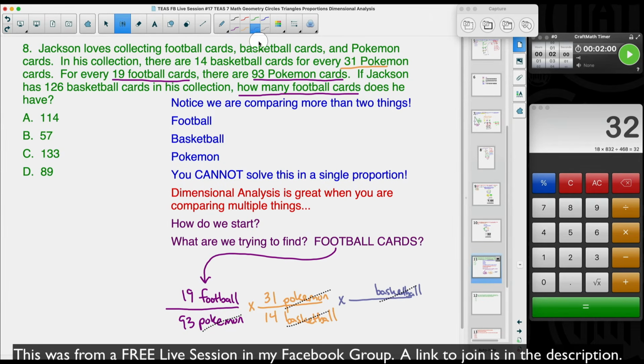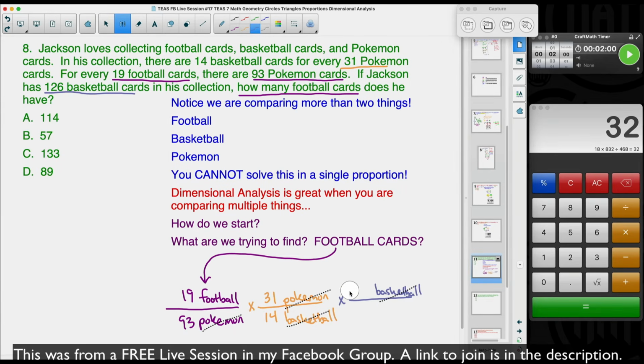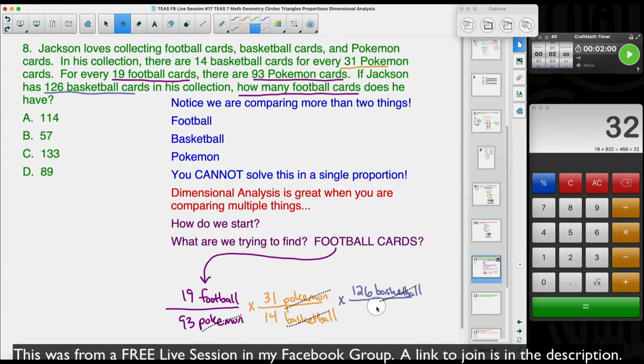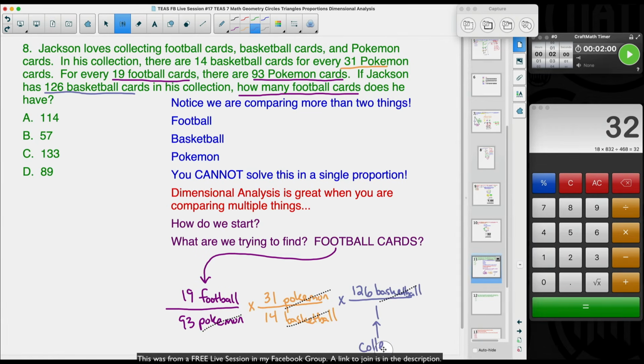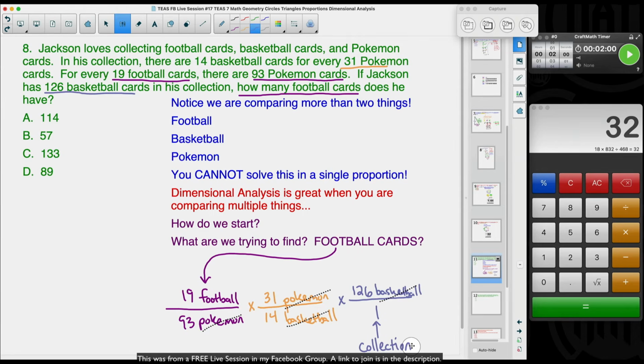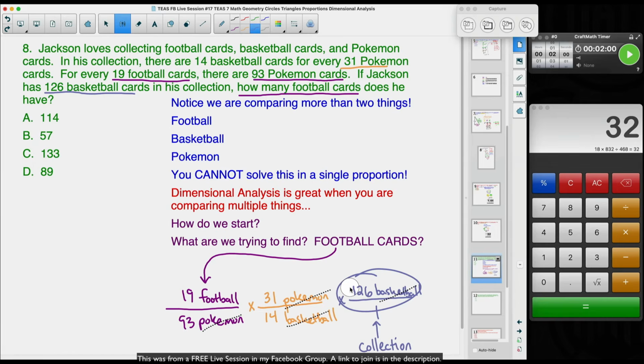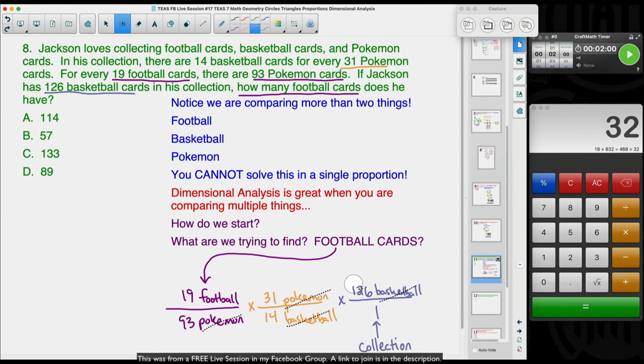And let's find one more piece of information. Jackson has 126 basketball cards, and I'm going to put this over 1. And what this 1 technically stands for is his one whole collection of cards. So out of his whole collection, he has 126 of them that are just basketball. Now, that word's not really important for you to understand there, but that's really what that 1 stands for.